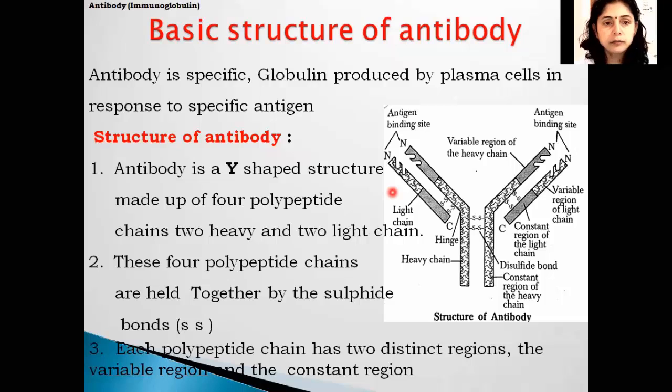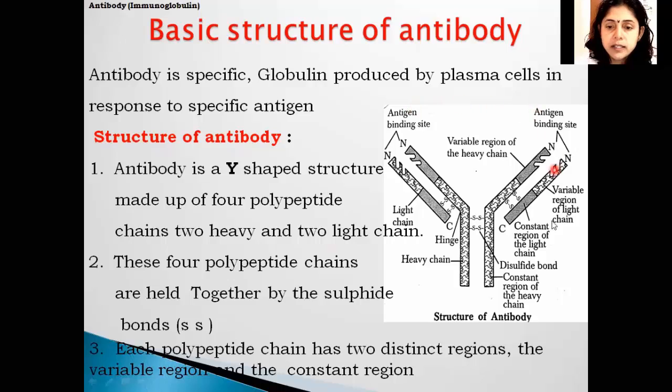Starting with the basic structure of antibody. Before, we have seen how antibodies are formed, and cell-mediated immunity and humoral immunity. So we have seen this before in health and diseases. Now we are going to see the basic structure of antibody. So what is an antibody? Antibody is a specific globulin produced by plasma cells in response to specific antigens.